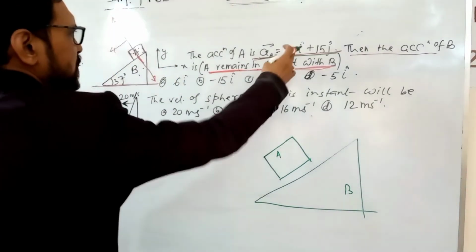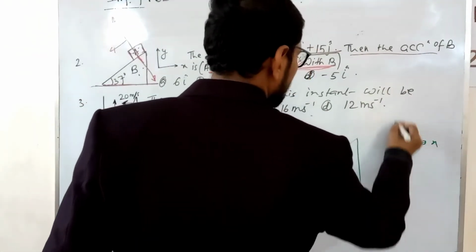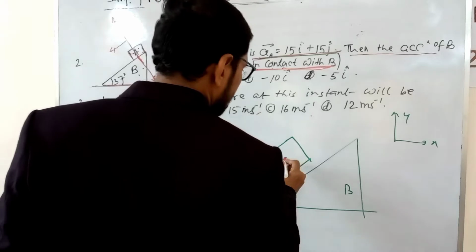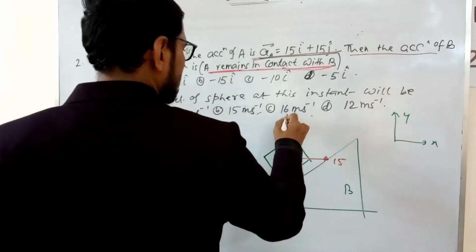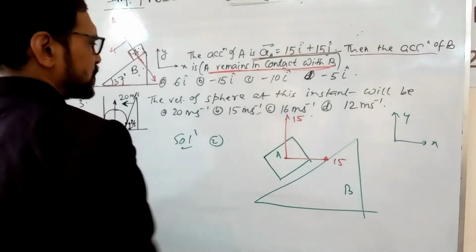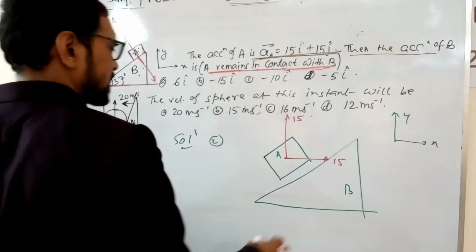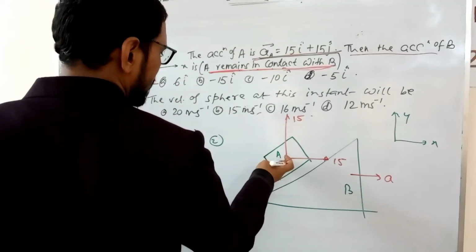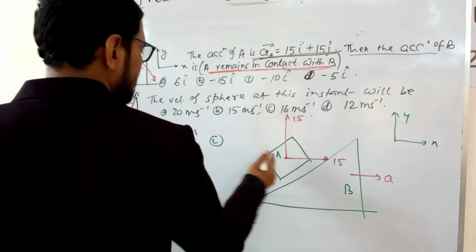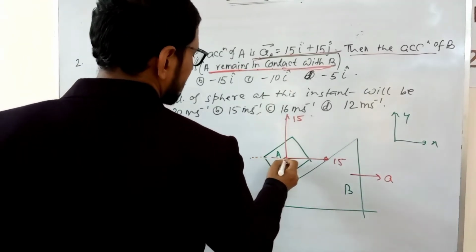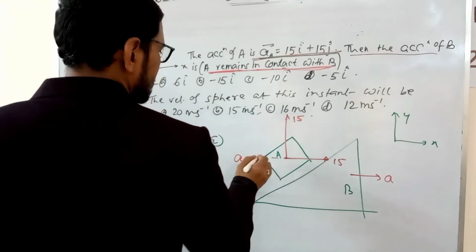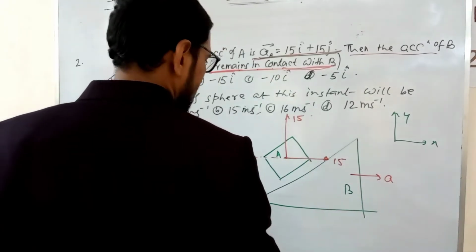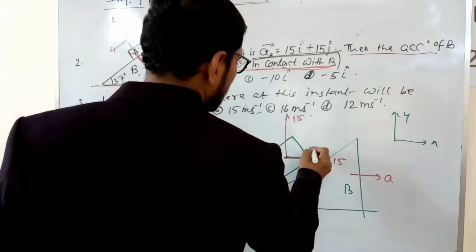Now what is the acceleration? 15i plus 15j, x and y. So 15i means the acceleration of A is given, this is 15. So 15i, 15j. Now suppose the acceleration of block B is in this direction, a. Now what is the pseudo force acting on A? The pseudo force acting on A is in this direction. So the acceleration due to B is this. So 15 on this side, a on this side. So the net acceleration along this side is 15 minus a.